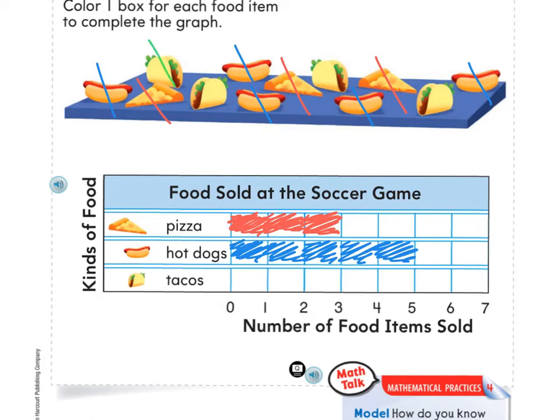Okay, my turn. 1, 2, 3, 4. And yep, when I fill in those 4 boxes, it looks like it gets me right to the number 4. All right, so it looks like 3 pieces of pizza, 5 hot dogs, and 4 tacos sold. Nice job.